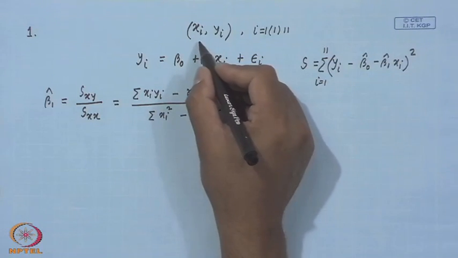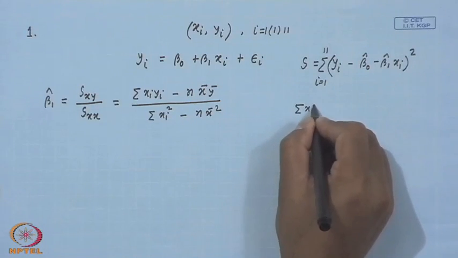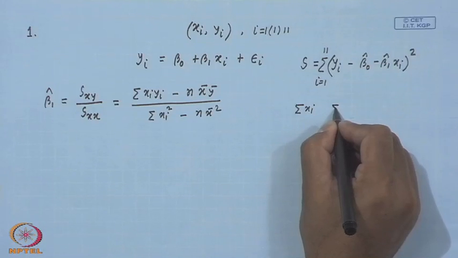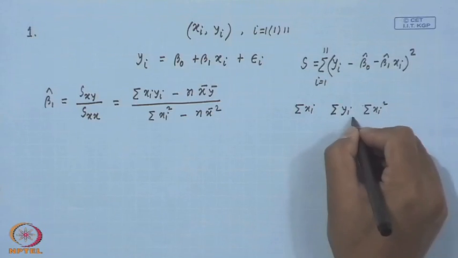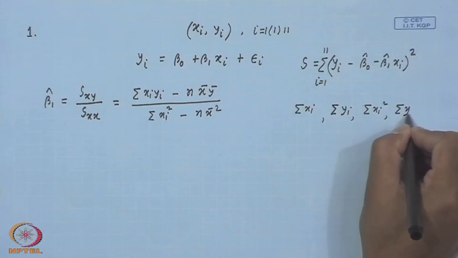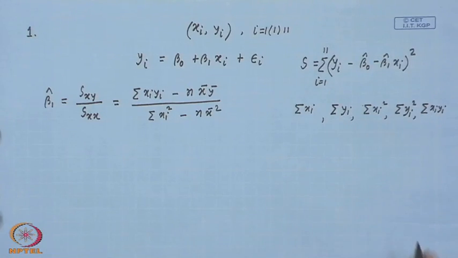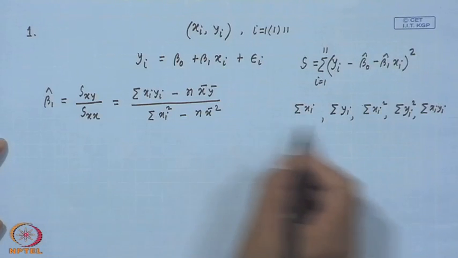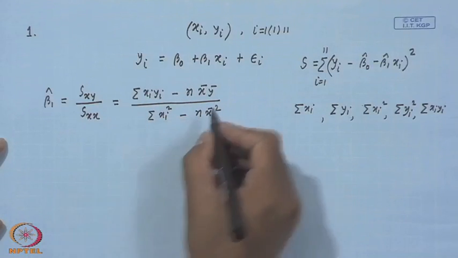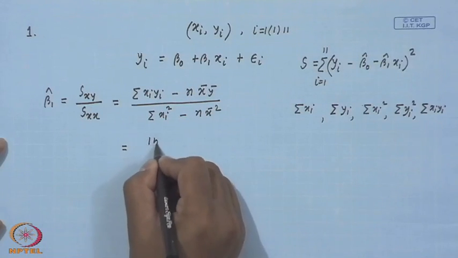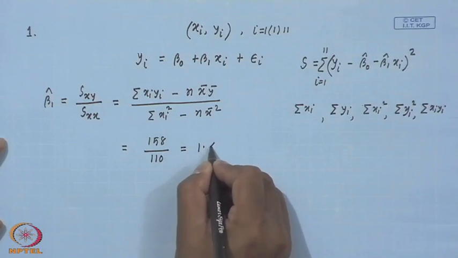Okay. So, you are given x i, y i for i equal to 1 to n. The best thing is to compute the sum over x i, summation y i, summation x i square, summation y i square and also the product x i y i, then you are done. You can compute all these things for the given observations and then you can check that this is equal to 158 by 110, which is equal to 1.44.